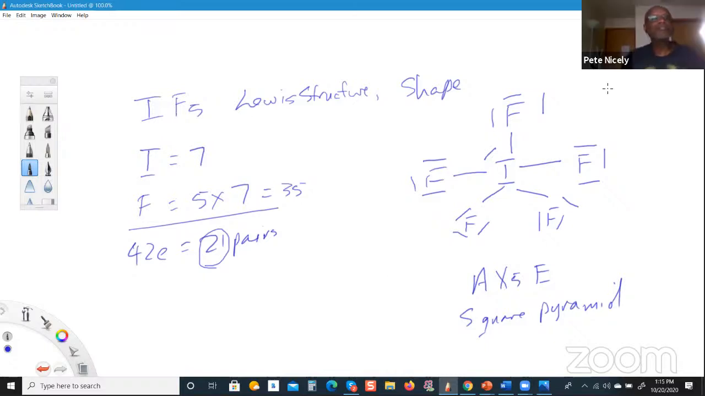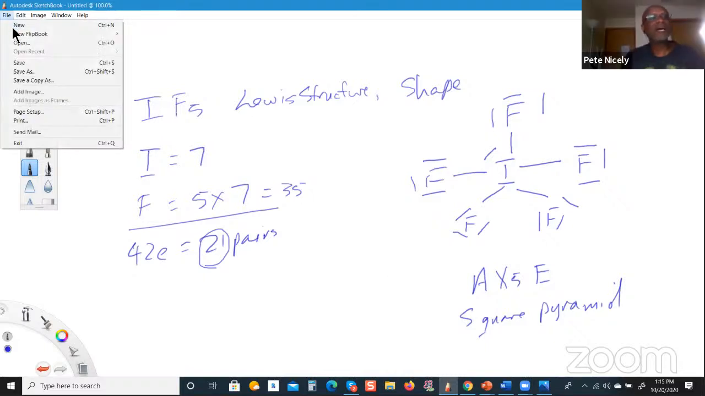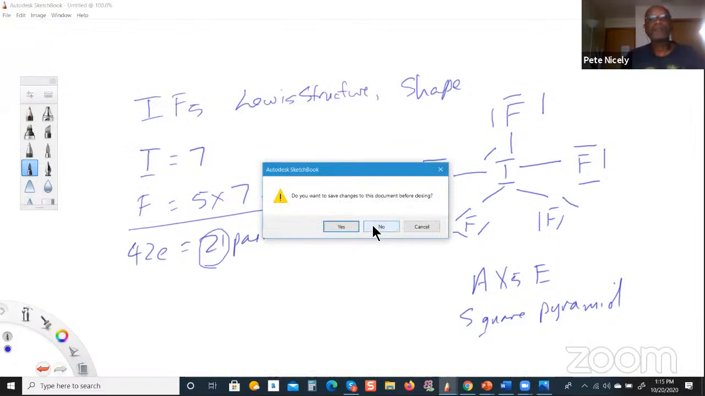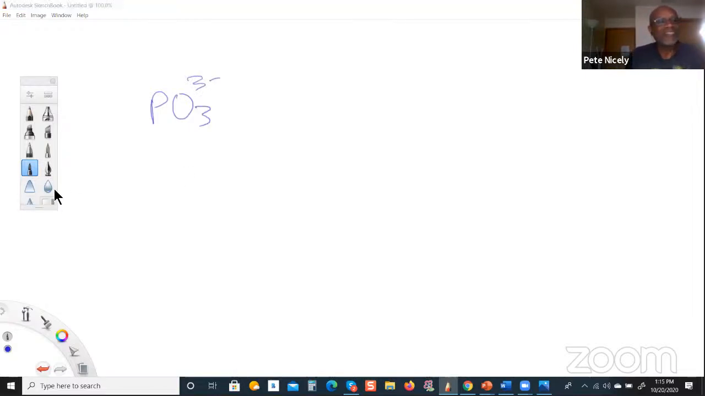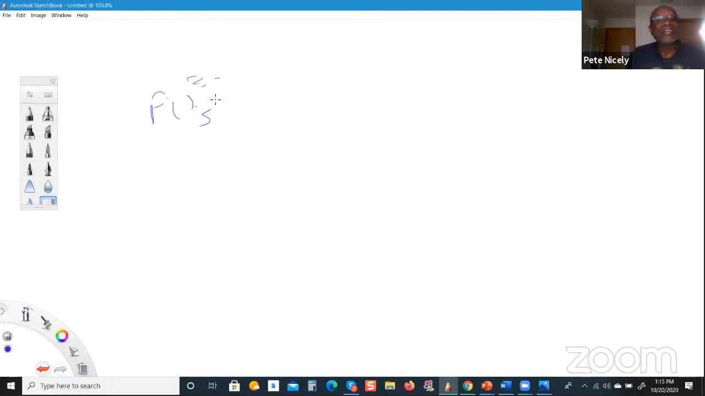Okay, so let's look at another example. Let's say you're given PO3 3 minus. Actually, no, let me erase that one. I'm sorry about that. I mean, you can do that one if you want to, but I'm thinking of another one.